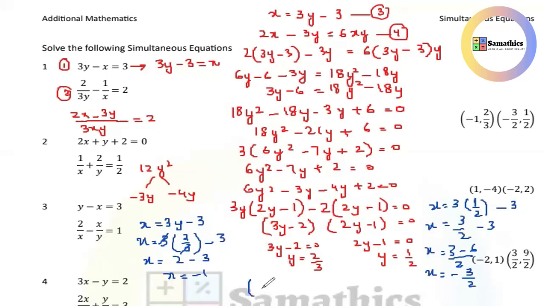Then you have to write here minus 1 comma 2 upon 3, and here it would be minus 3 upon 2 comma 1 upon 2. You have to write always x values first and then y values. And if you will not take care of this, then you will be writing the wrong coordinate. So you have to make sure that you are writing correctly.